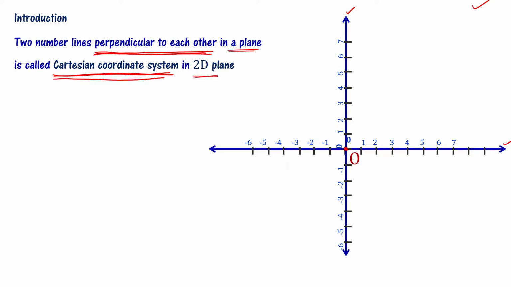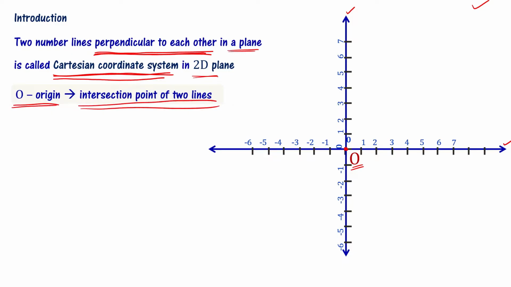Okay, now you look at this, the point of intersection here, I am calling it as O, right? So O is called origin of the coordinate system. This is the point of intersection of two number lines. Please note this. Horizontal line is denoted as x prime. You can read it as x dash or x prime.